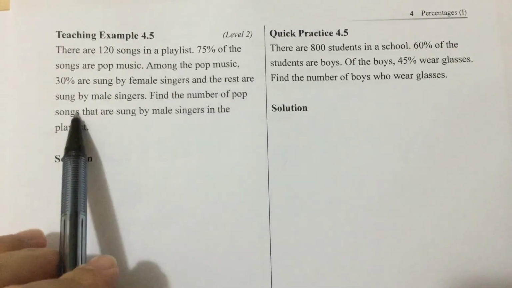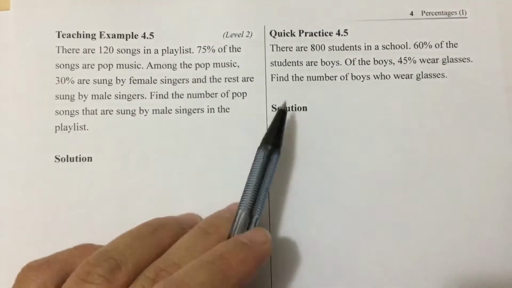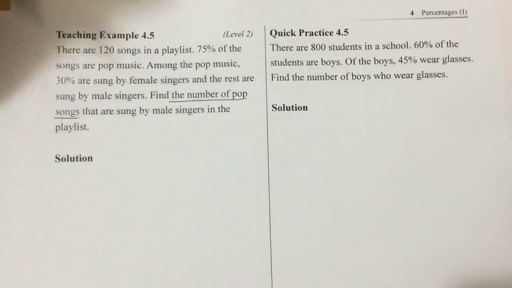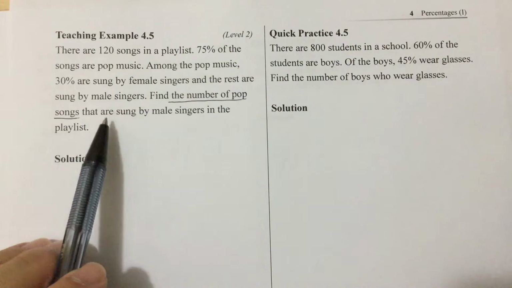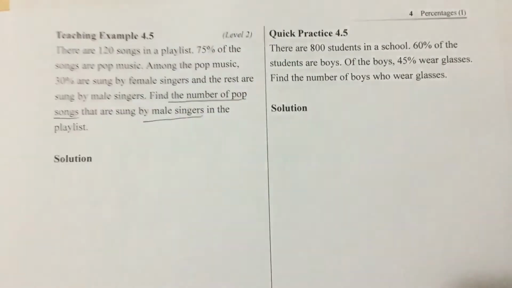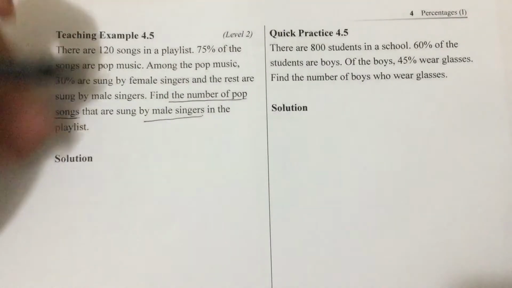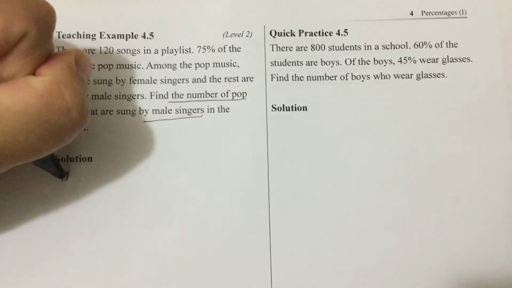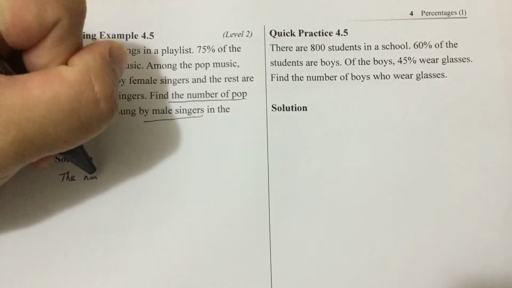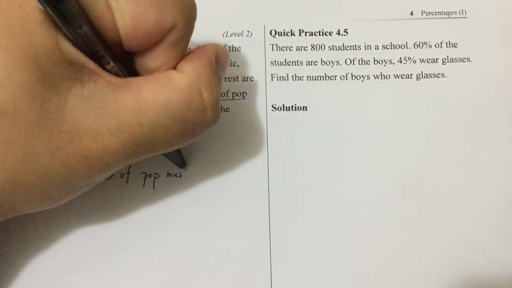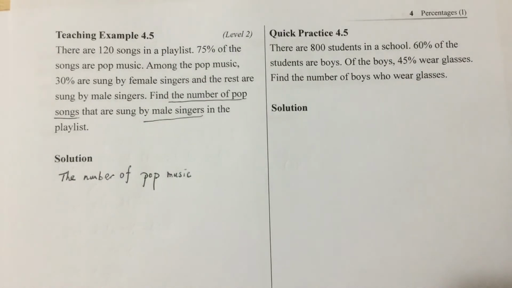This time we have two types of songs. You will see the number of pop songs you are going to find out first, and also the songs by male singers. Now first we do the first part. I'm going to find out how many songs are pop music. 75% of it, so we will do that. The number of pop music songs.